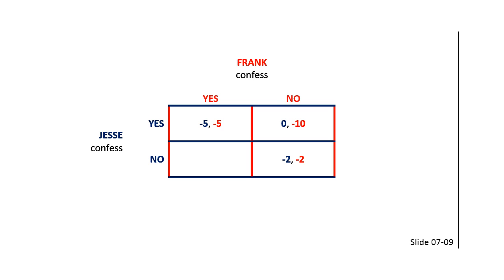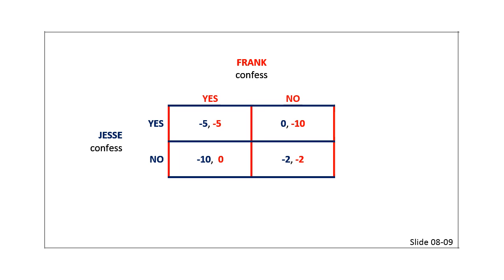If Jesse confesses, yes row, and Frank does not, no column, the outcome is found at the intersection of the yes row and no column in the upper right corner of our matrix. No jail sentence for Jesse, first number in blue, 0, and 10 years in prison for Frank, second number in red.